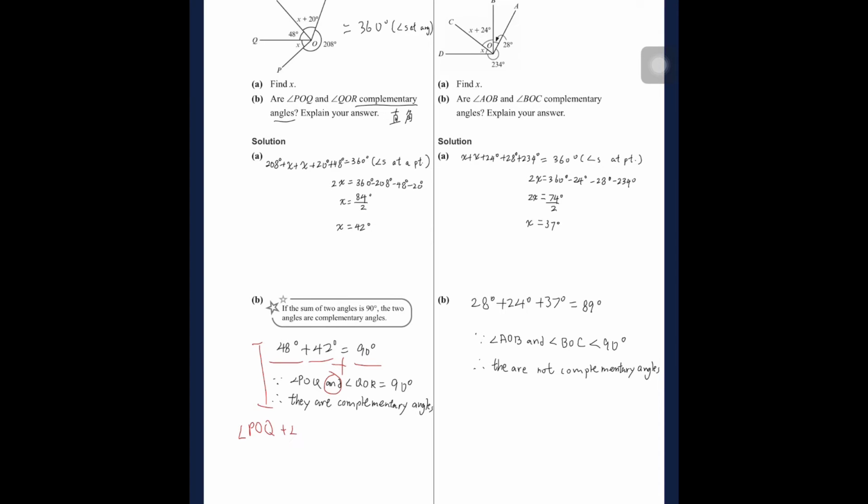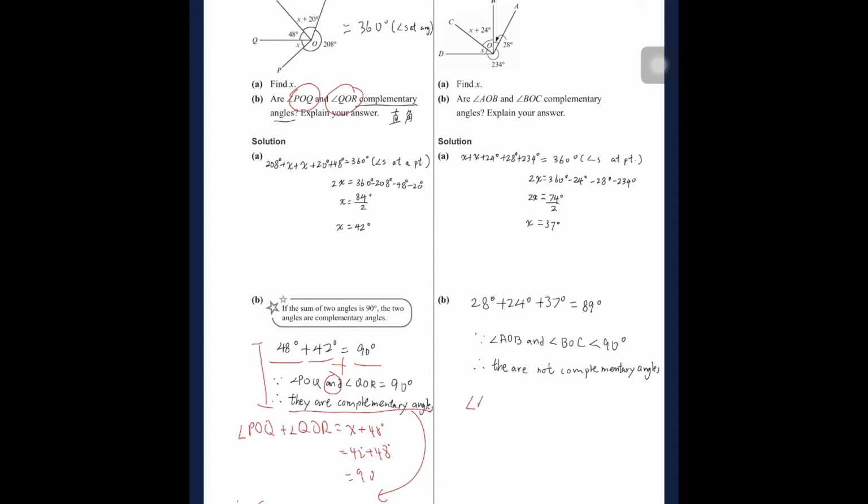For me, I will write it this way: angle POQ plus angle QOR equals to x plus 48 degree, and x is 42. So 42 plus 48, that should be 90. So they are complementary angles. I will write that in this format. Just calculate the sum of the two angles for the readers or for the markers. Okay.